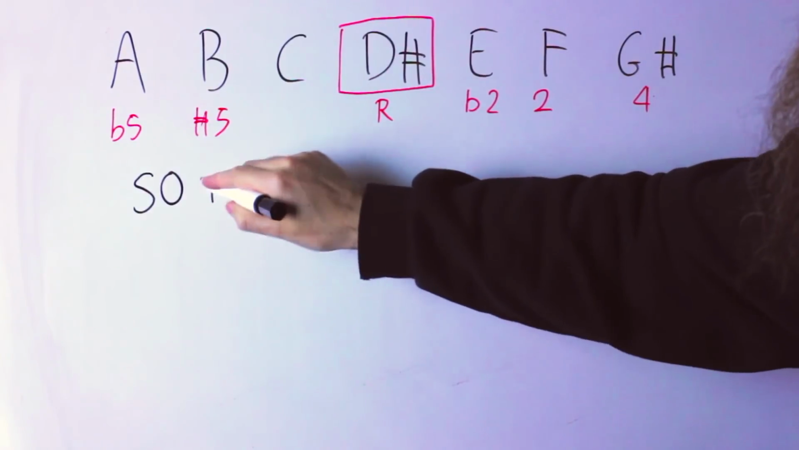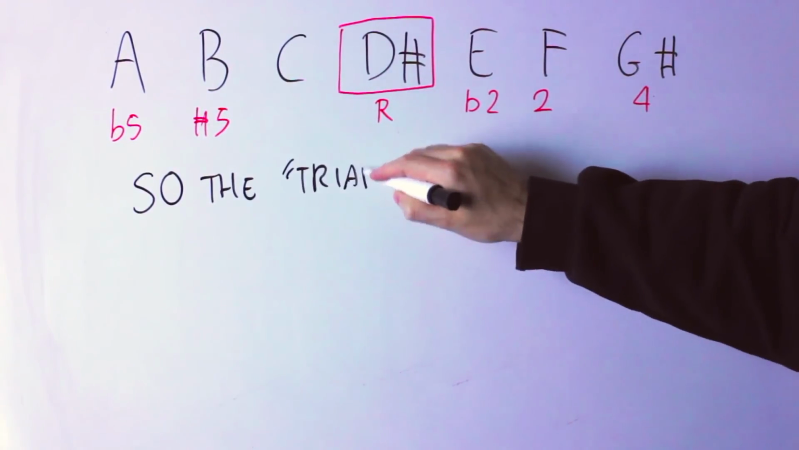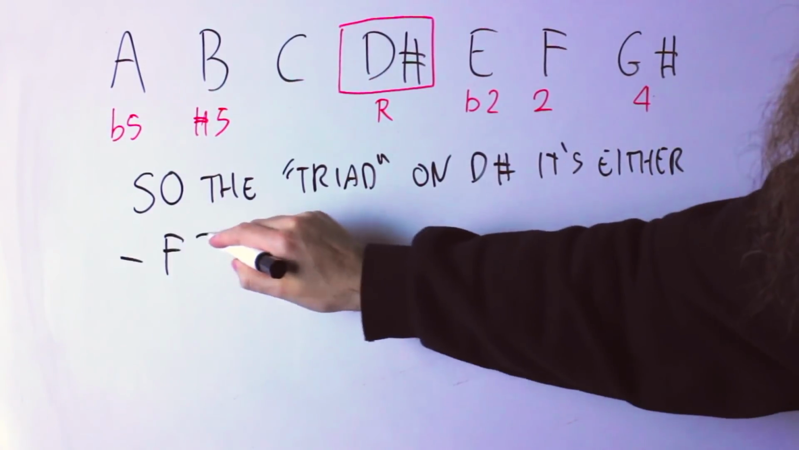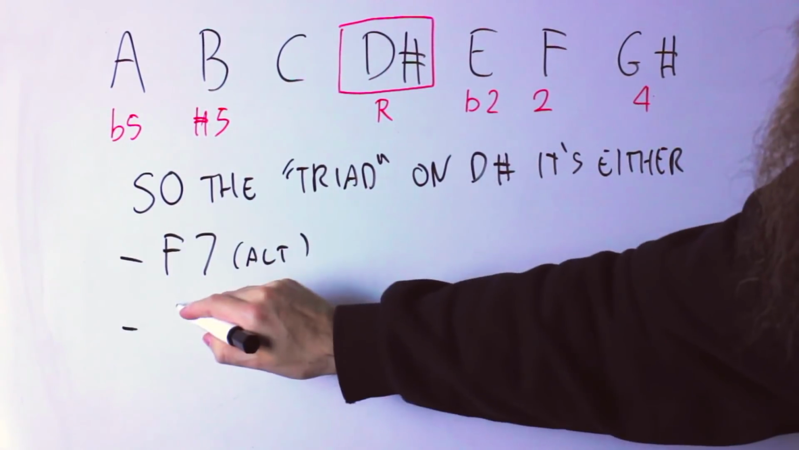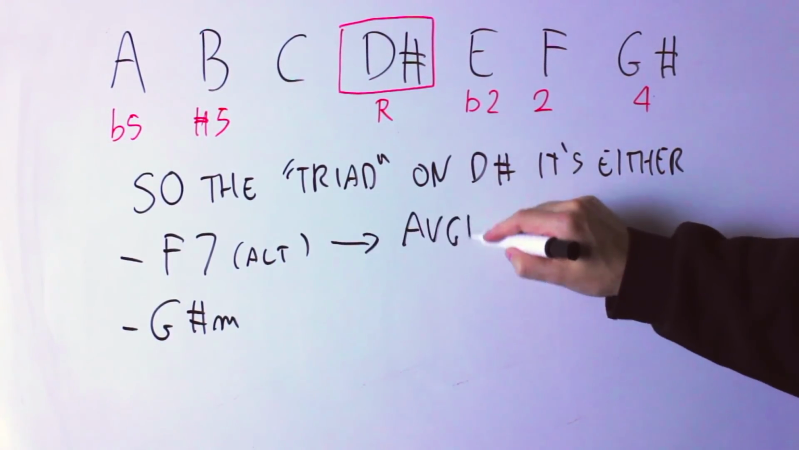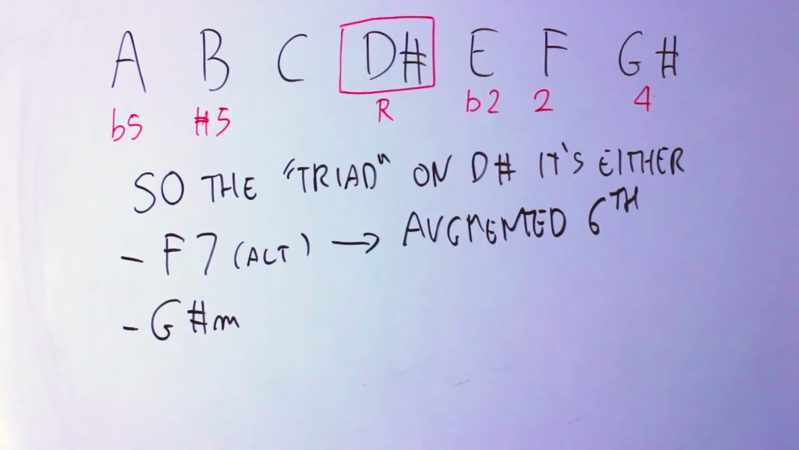Now, out of the four chords you've seen, three of them pretty much boil down to an F dominant 7th chord that could be altered or not, and that could be omitting some notes. And the last possibility is just a G sharp minor. And this F dominant 7th chord pretty much works all the time like an augmented 6th chord.